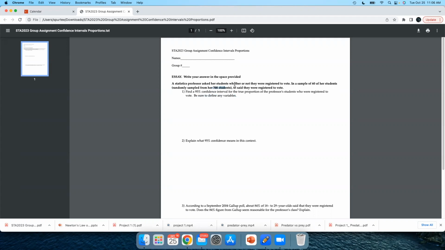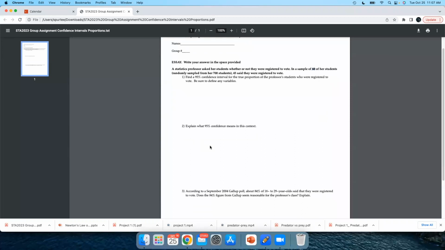In her sample, we've got an X and an N. You can find your P hat, type everything in the calculator, and it spits out your confidence interval. The hardest part, honestly, is just interpreting the confidence interval. And it's always, we are 95 or whatever percent confident that between blank and blank percent of the population is successful.